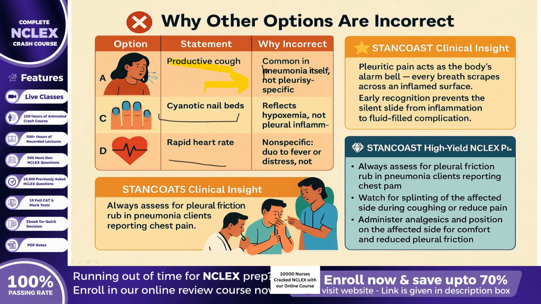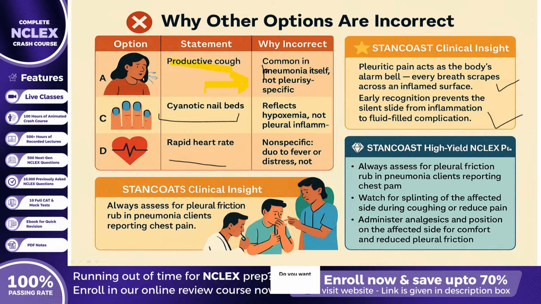Therefore, among all the presented findings, pleuritic pain, sharp pain that worsens with breathing, is the most distinct and diagnostic feature of pleurisy secondary to pneumonia. Transitioning to clinical application. Clinical insight: pleuritic pain acts as the body's alarm bell for pleural inflammation. Each breath scrapes across an inflamed surface, transforming normal respiration into painful awareness.